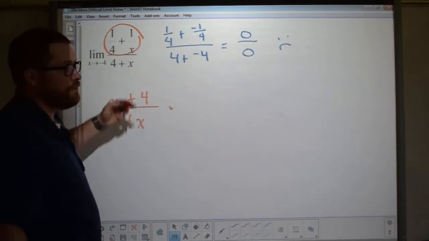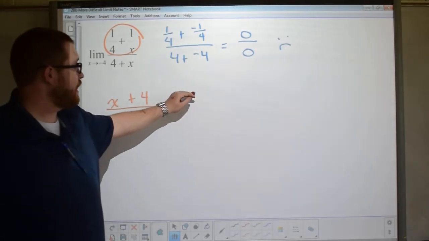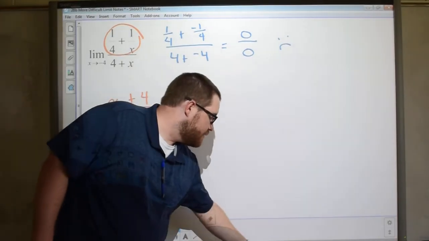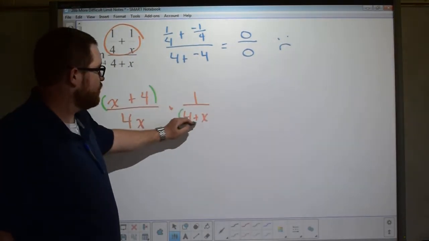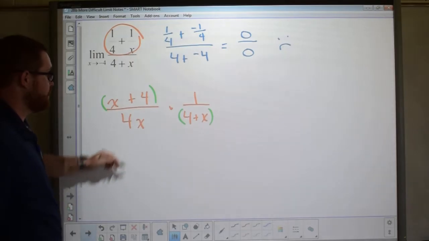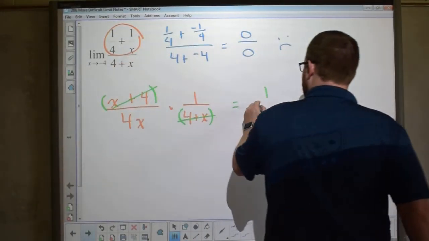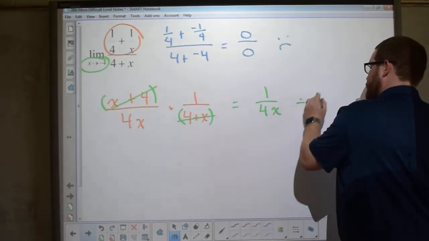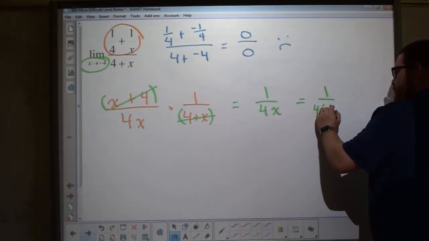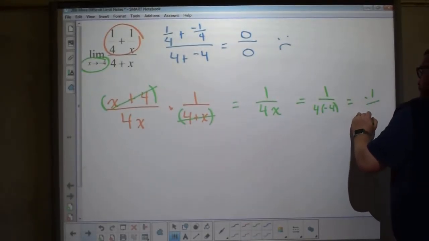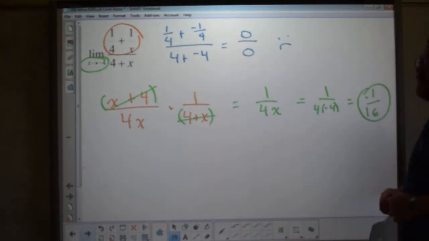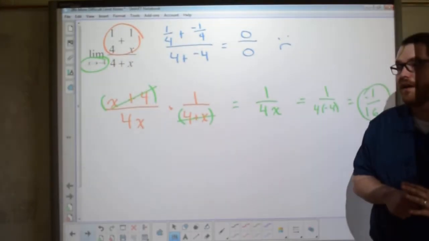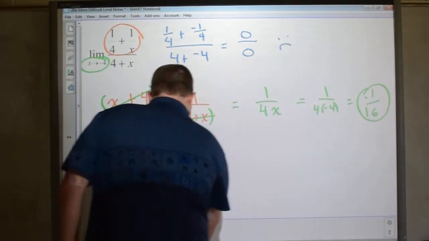Times, instead of dividing by 4 plus x, I'm going to multiply by 1 over 4 plus x. Now look what happens. All this on top and this on bottom are really the same binomial, so they cancel out. So that's 1 over 4x. Now I can plug in whatever I needed to plug in. I'll get 1 over 4 times negative 4, which is negative 1/16. So I still canceled something out, I just couldn't factor. I had to do a common denominator here. Let's see some other examples.